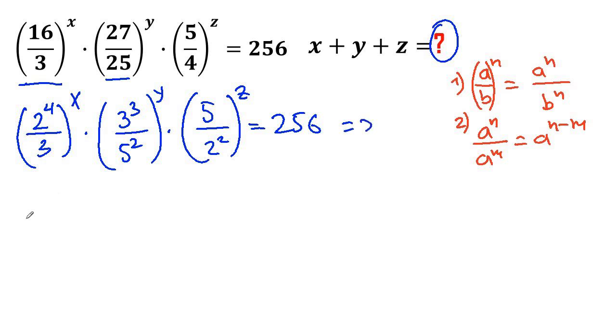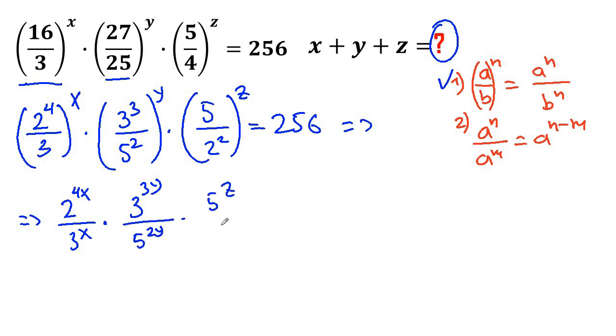So this equation is equivalent to, first let me use this formula. The left hand side is equivalent to 2 to the power of 4x divided by 3 to the power of x, times 3 to the power of 3y divided by 5 to the power of 2y, times 5 to the power of z divided by 2 to the power of 2z. This is equal to 256. Now using the second formula again I can simplify the left hand side.